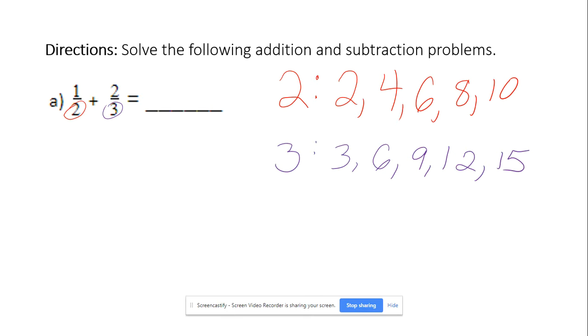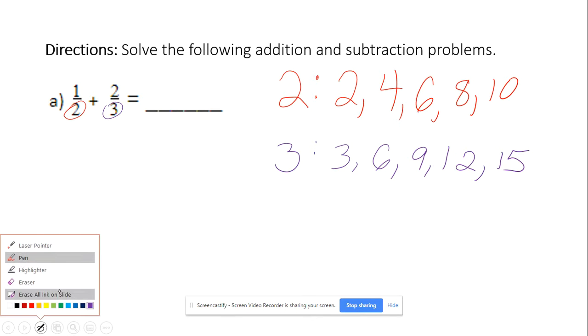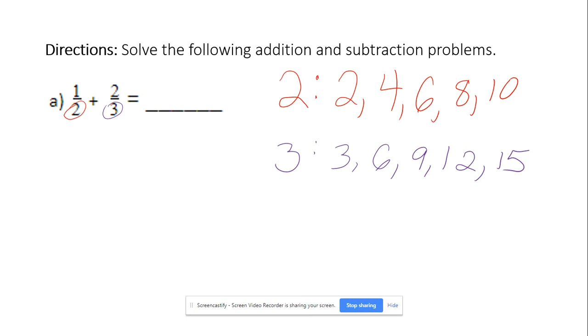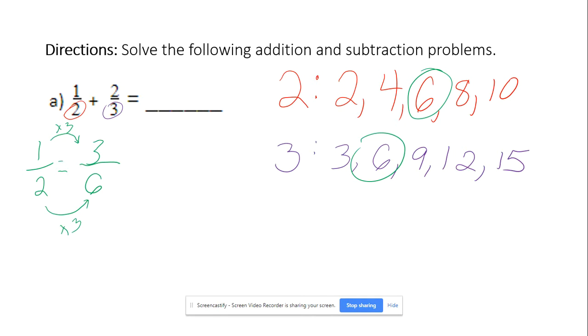Now I'm going to look at both lists and see which number I see in both lists first. I'm looking and I notice that 6 is in both lists. So 6 is going to be my common denominator. 1/2, I'm going to rewrite using 6. Well, I notice 2 times 3 equals 6. So I'm going to multiply the top by 3. 1 times 3 is 3. 1/2 is equivalent to 3/6, which makes sense because 1 is half of 2 and 3 is half of 6.